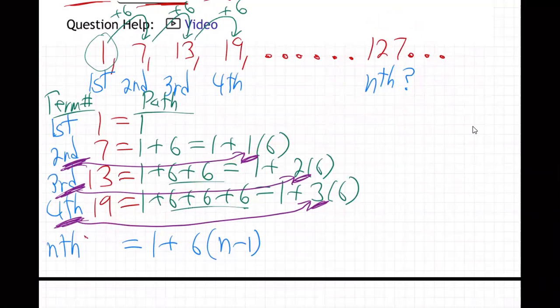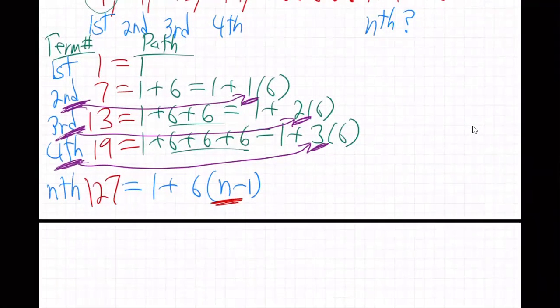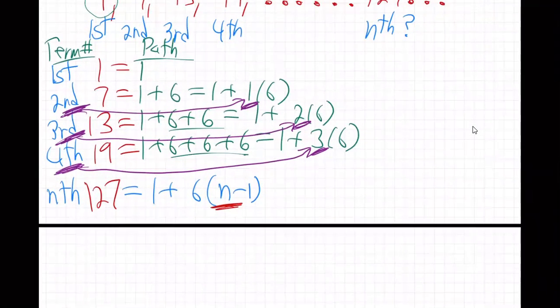We're saying 127 is what term number? That's what we're trying to figure out. We're saying 127, what's the n? What's the term number for that? Beautiful. So let's solve that equation. Let me rewrite it right here. 127 is 1 plus 6 times (n minus 1).